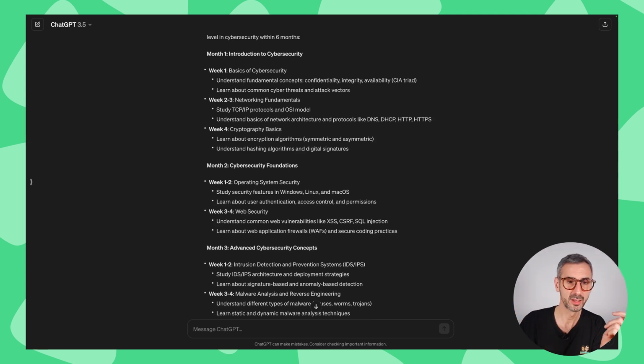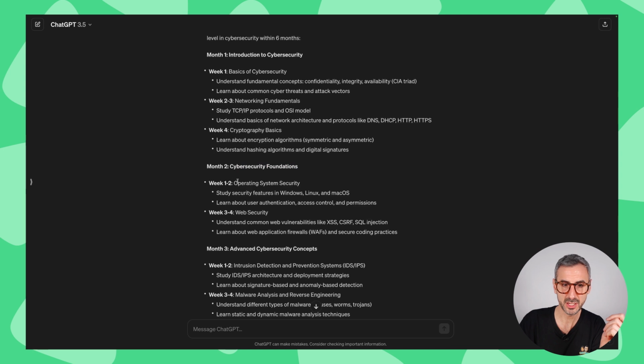For example, month 2, cybersecurity foundation, week 1 to 2, operating system security. I could ask for a detailed, almost hour-to-hour learning plan that really digs and drills deeper into this specific point. So you could totally do this, but I just wanted to show you that ChatGPT can really help you get started in learning any skill, which is, in my opinion, such a great opportunity because this is free.